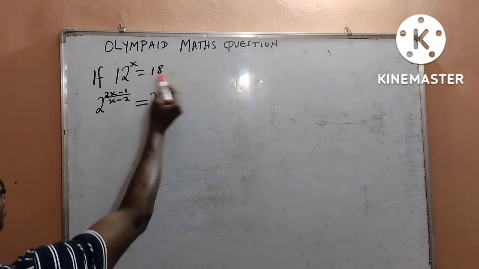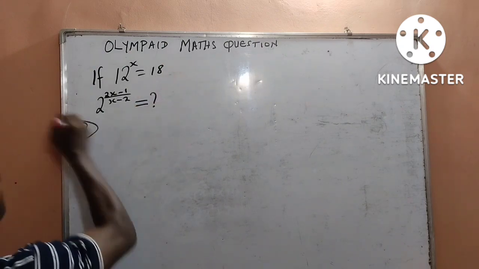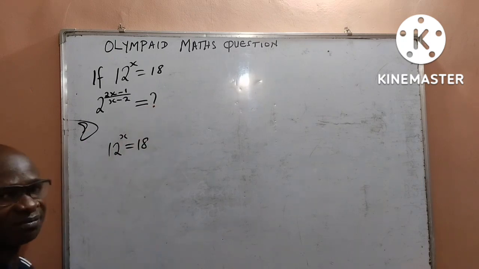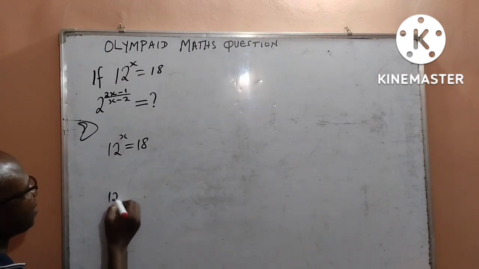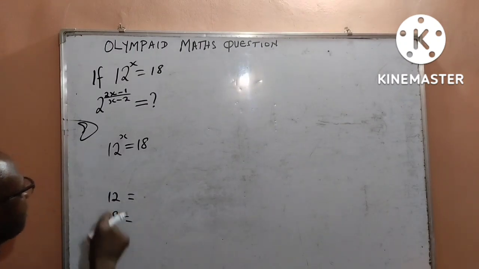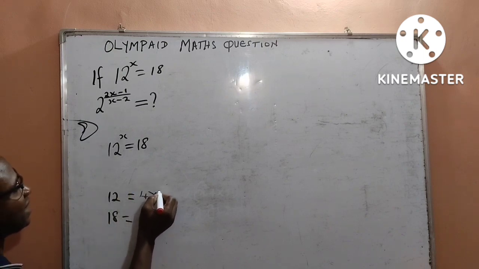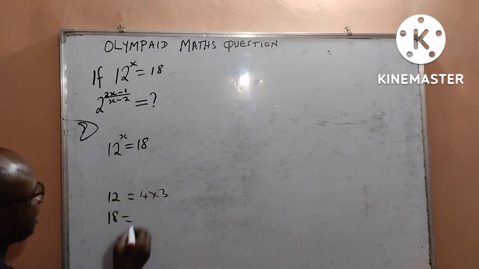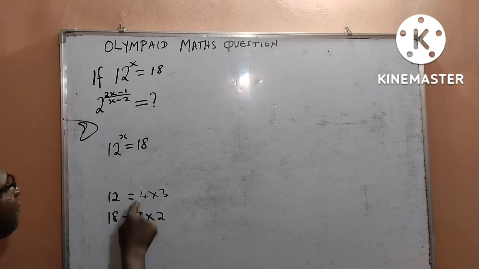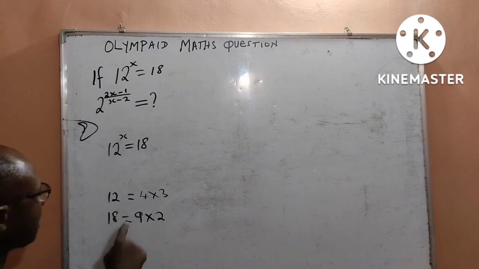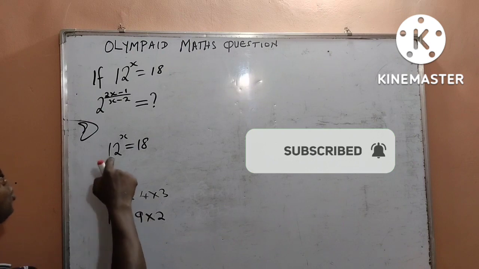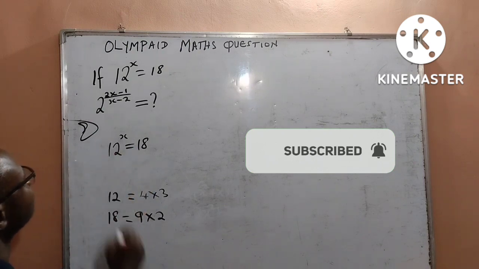We dive in from the first equation. We are given that 12 raised to the power x is equal to 18. Now, I want to express 12 and 18 in base 2's and 3's. From 12, I can get 4 times 3. And from 18, I can get 9 times 2. Meaning that from this 4, I can get base 2. And from 9, I can also get base 3. I am going to use them to replace 12 and 18.